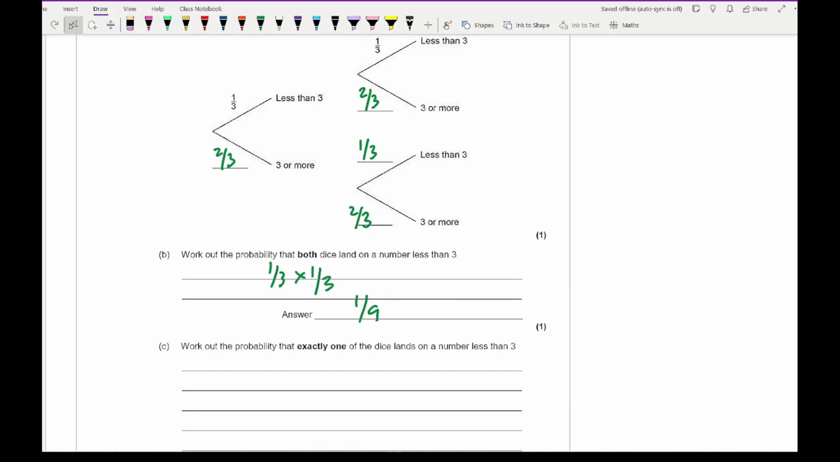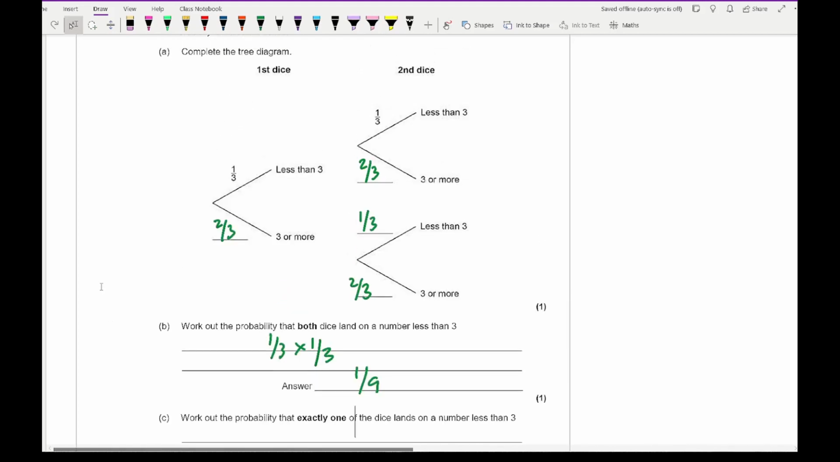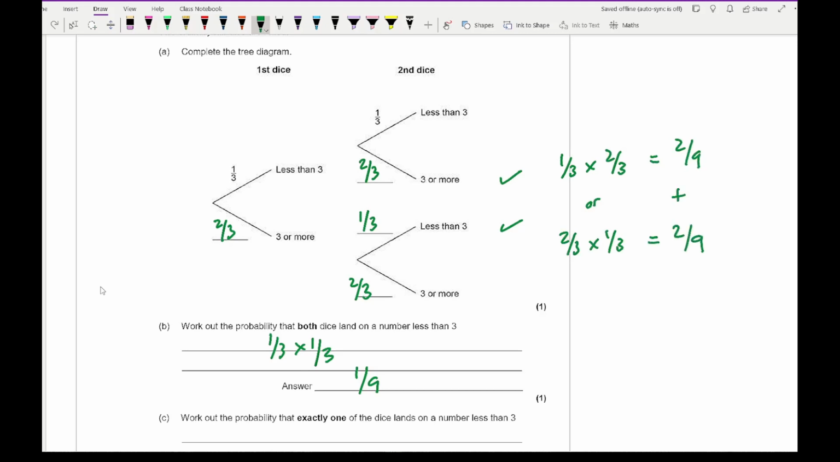The next question then says work out the probability that exactly one of the dice lands on a number less than 3. So exactly one is going to be either this combination here or this combination here. So it's either going to be a third times 2/3 or 2/3 times 1/3. Now working this one out, it's going to be 2/9. Or means plus, so that's also going to be 2/9. So the answer for C is going to be 4/9.